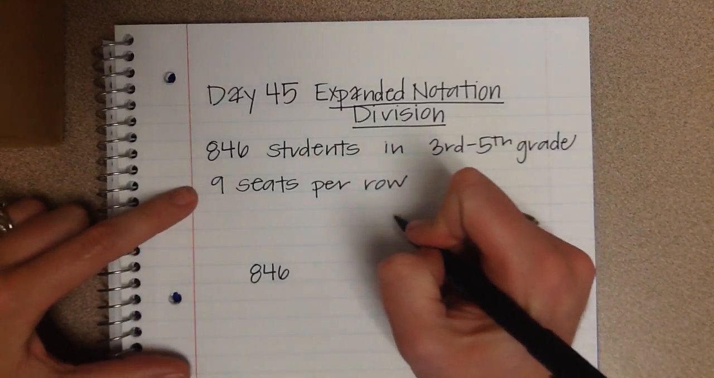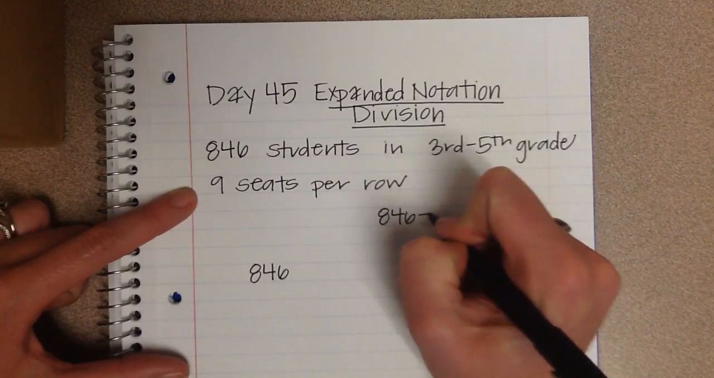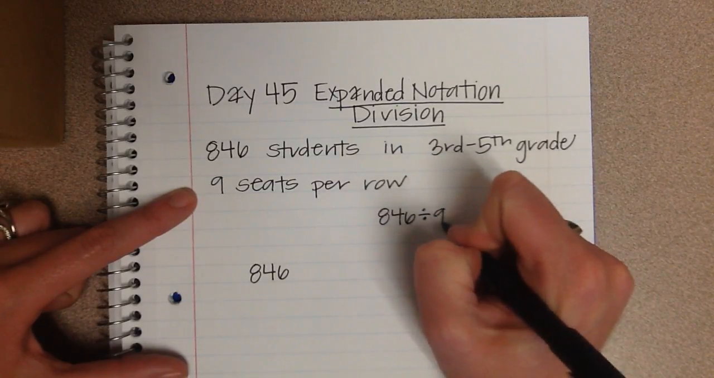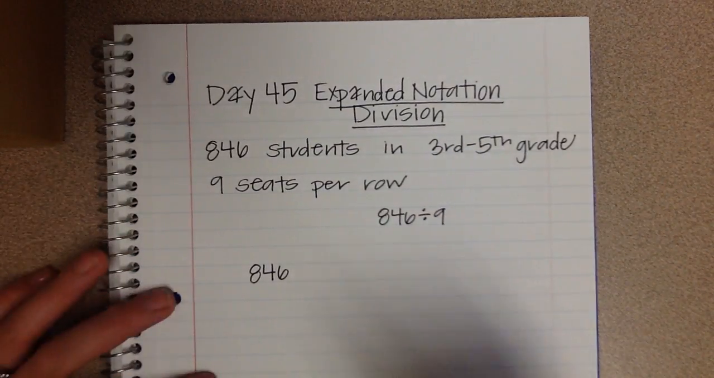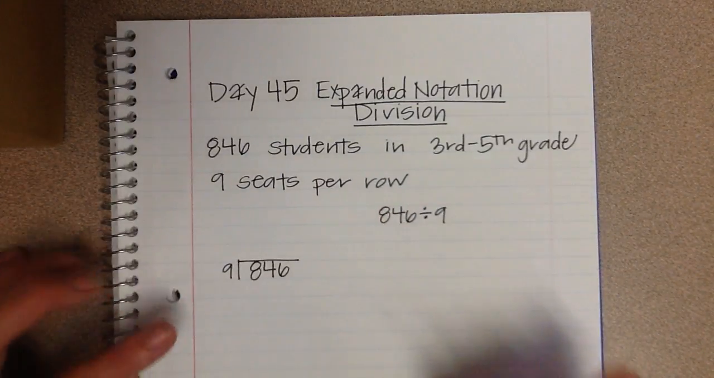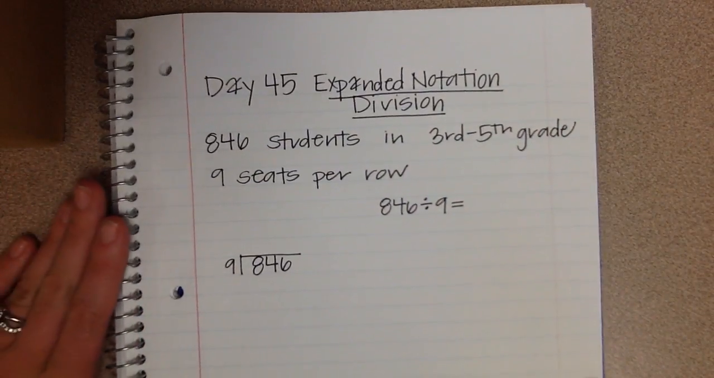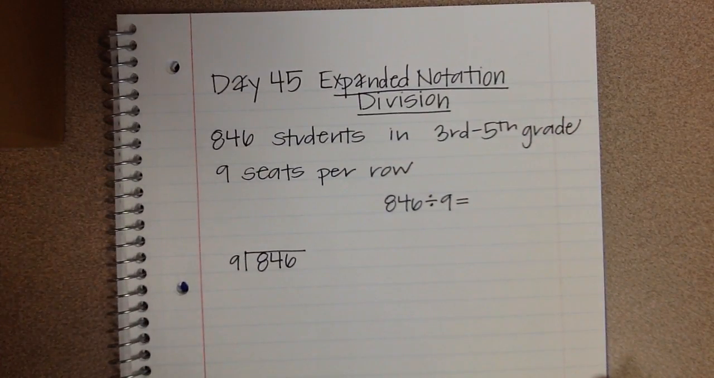So my equation is going to look like this. It's going to look like that. So I'm going to put like this, 9 over here. Now, this is a little bit different than the way your parents learned it, but I think this is one of the quicker ways.